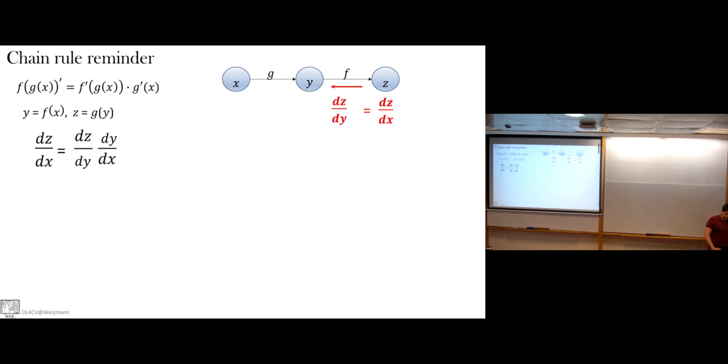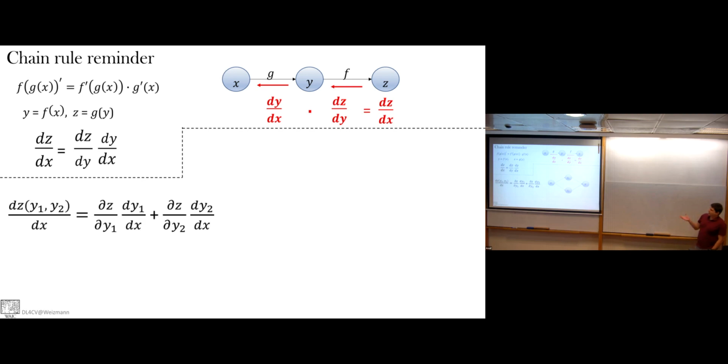Okay. Now what happens when we have more than one route? For example, if I have a multivariate function z that has two inputs, y1 and y2, and each of them, y1 and y2, is a function of x. So this is what the graph looks like. And now I ask myself, what is the derivative with respect to x?